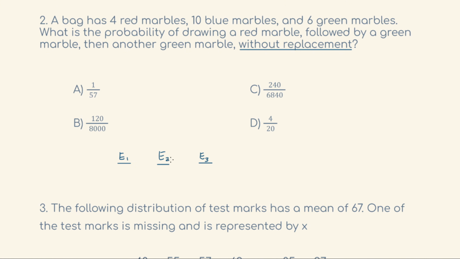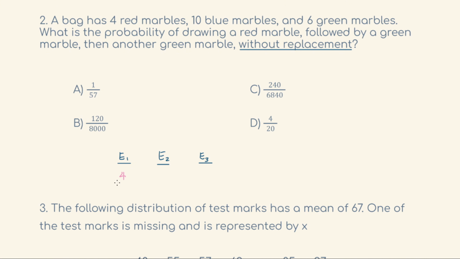And we're going to multiply them together. Okay, so let's do that step by step here. Event number 1, the probability of drawing a red marble. We want to know the number of red marbles in this bag. We've got 4 of them, right? It says in the question right here, we've got 4 red marbles.